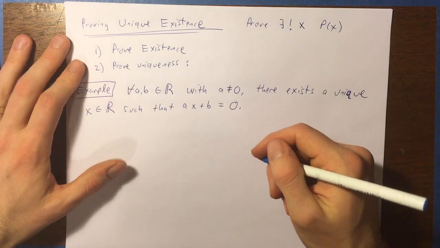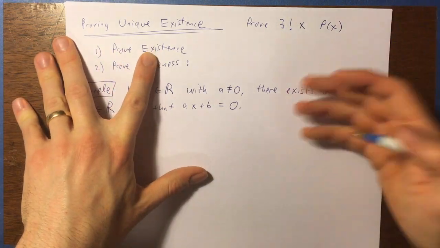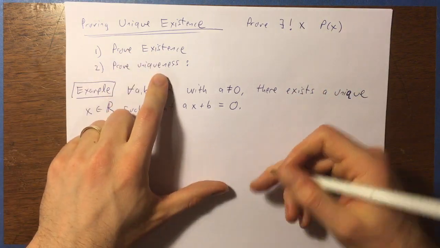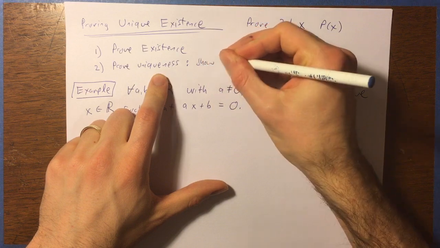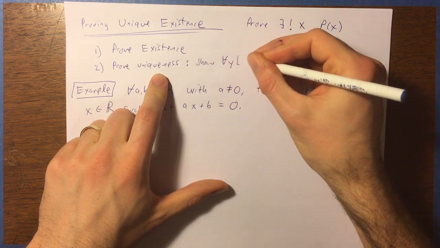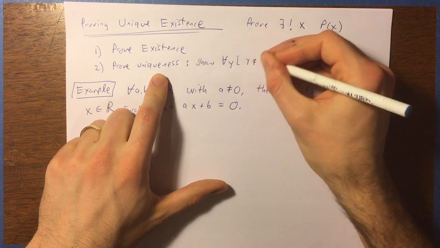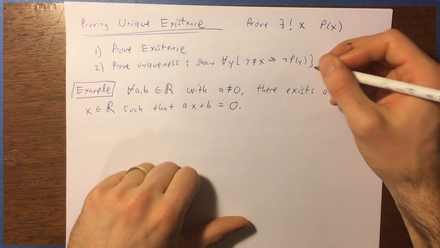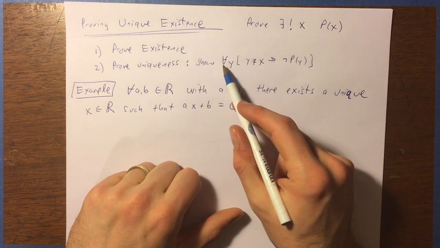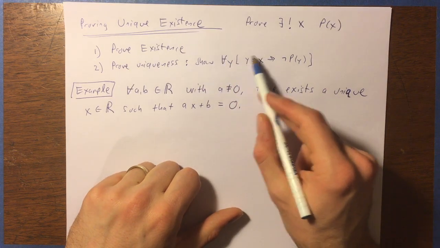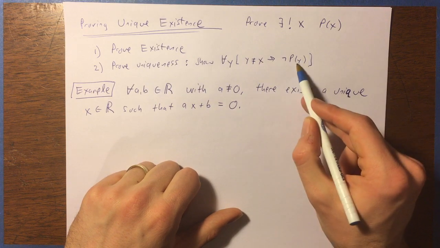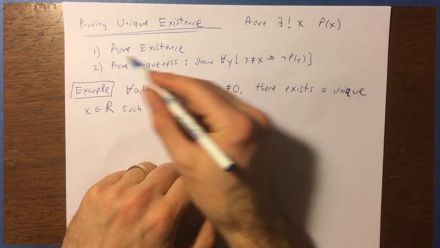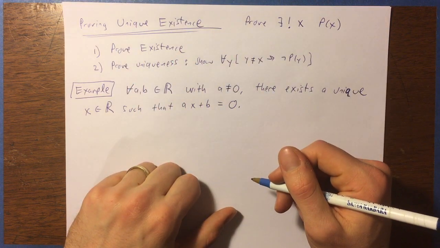It's really a two-step process. First, you prove existence, either constructively or non-constructively, and then you prove uniqueness. The way you do that is you show that for all y with y not equal to x, not p of y. This means that given any y, if it's not equal to x, then the statement is false, right? That would show that x is in fact the only one. The x that you proved the existence of is the only one.